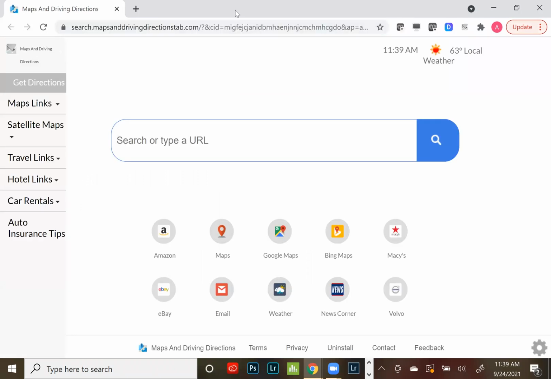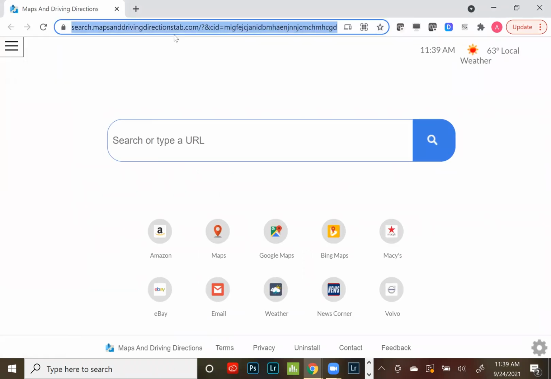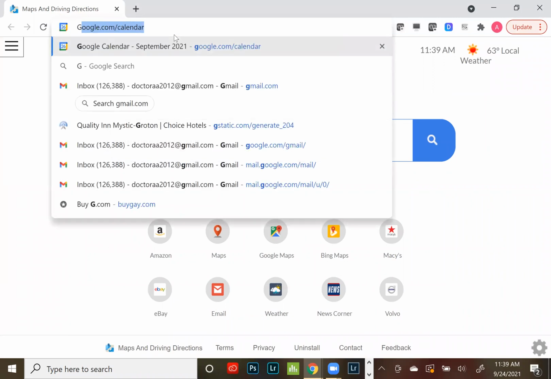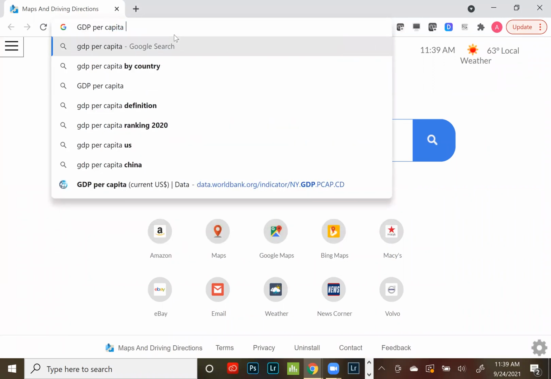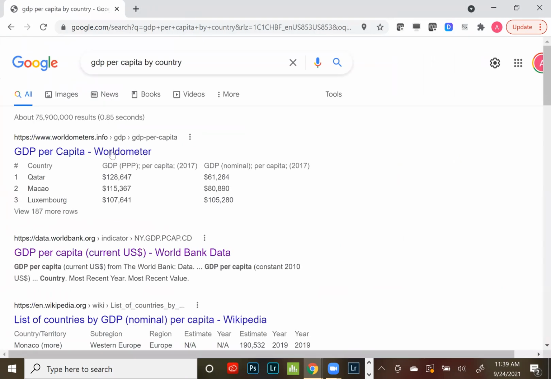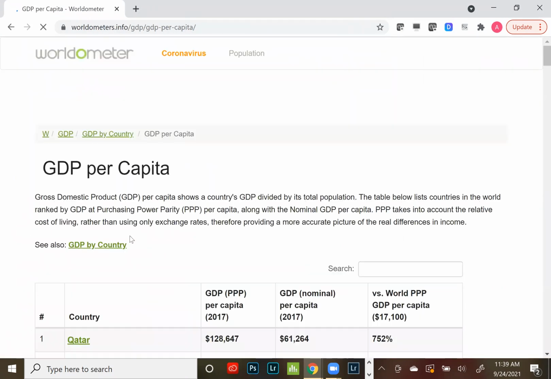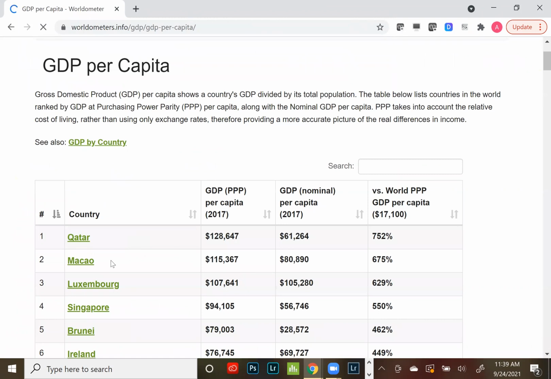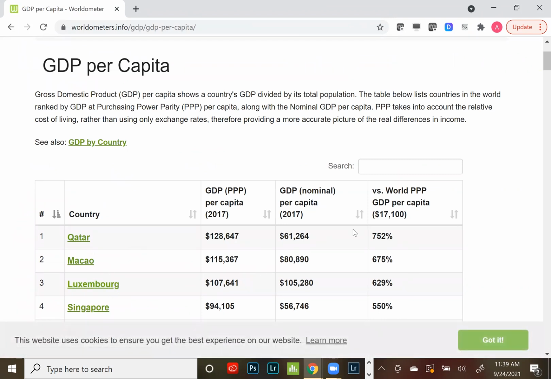Let's see if we can quickly identify them. Okay, so you can see, oh, look, Macau slipped in ahead of Luxembourg. This is 2017. Qatar, of course, is a Middle Eastern country that produces a lot of oil.